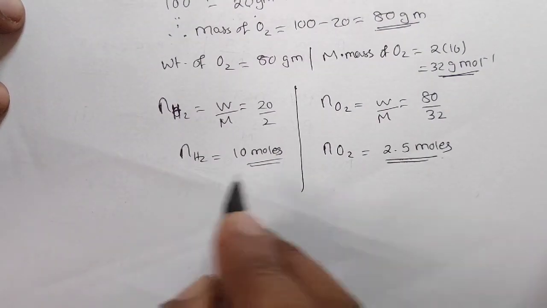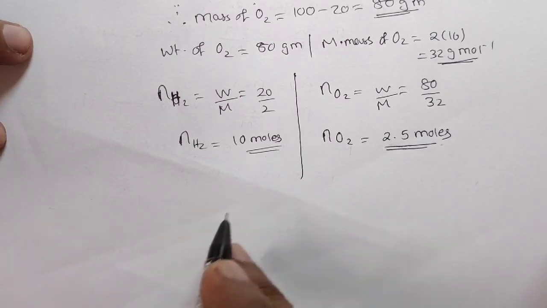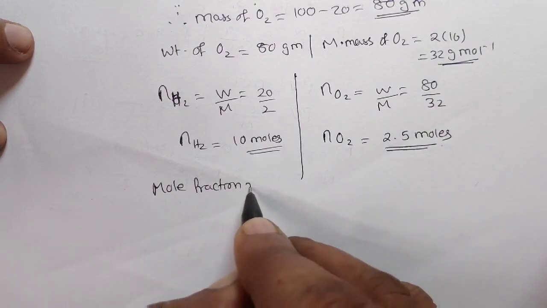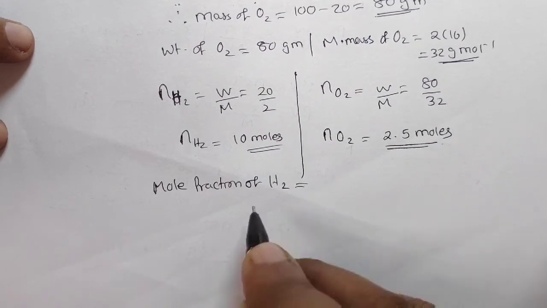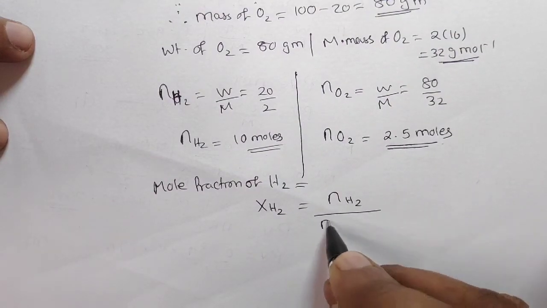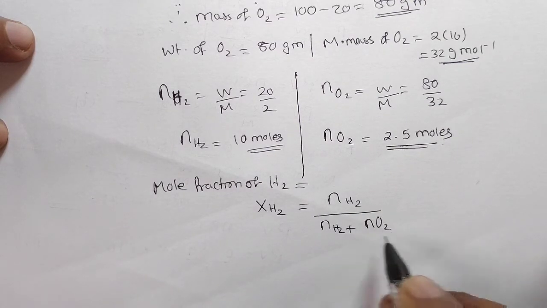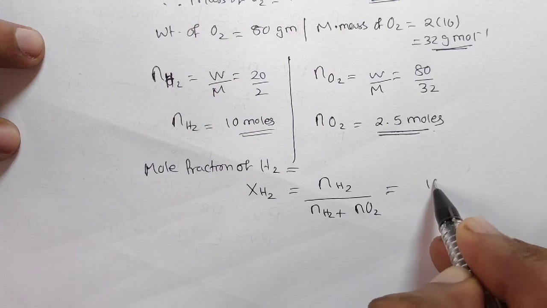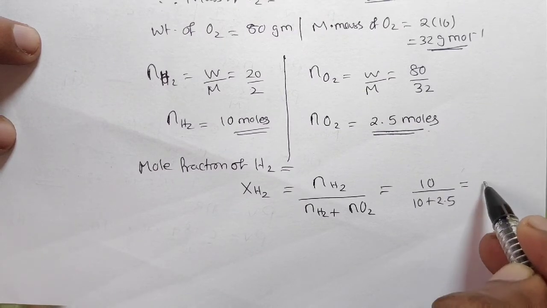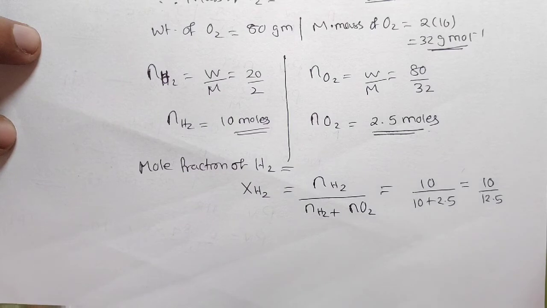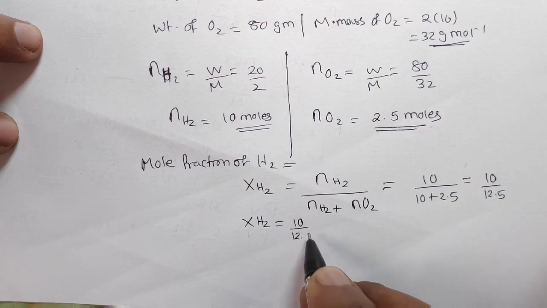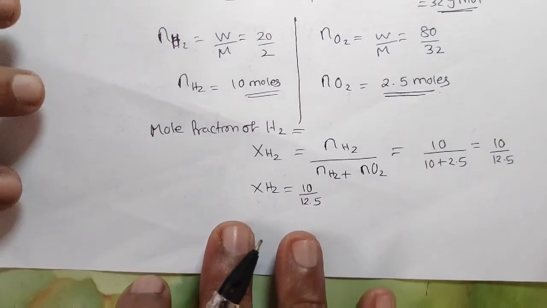So, we got the moles of both, right? Now suppose I want to find the mole fraction in terms of hydrogen. The mole fraction X of H2 will be equal to moles of H2 upon moles of H2 plus moles of O2, the total number of moles. If I substitute the values, moles of H2 means 10 upon 10 plus 2.5, which will be 10 upon 12.5, right? Now, we know the formula.